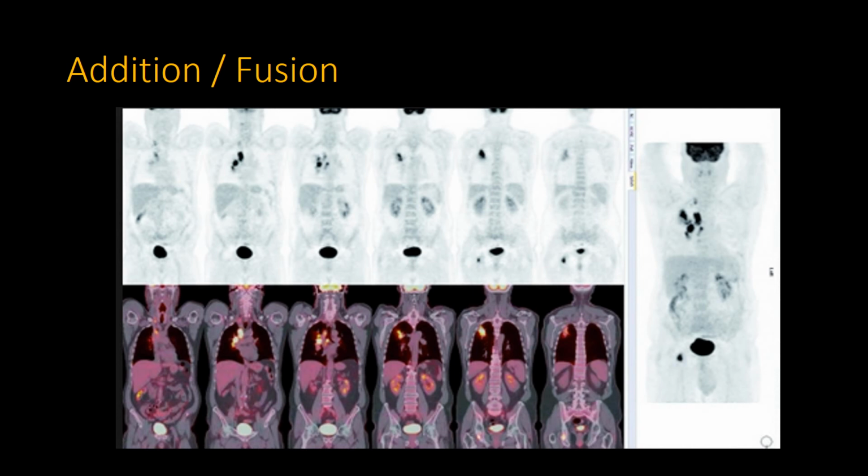Here's an example of addition and fusion imaging. A PET CT is where we take a CT scan and a nuclear medicine PET image, fuse them together, and it really highlights abnormalities like this lung cancer that you see here.